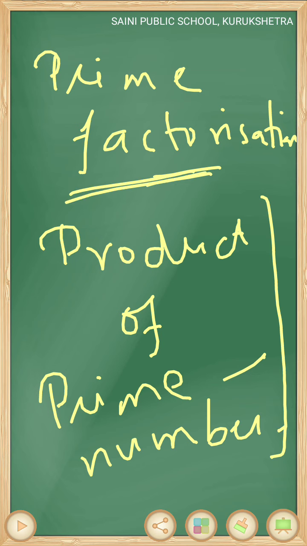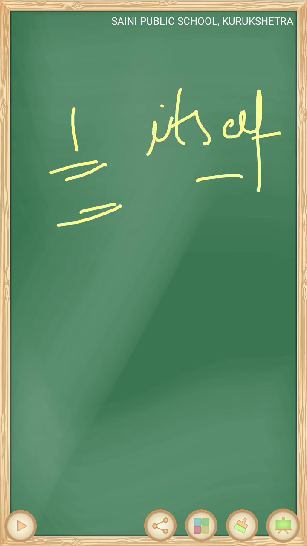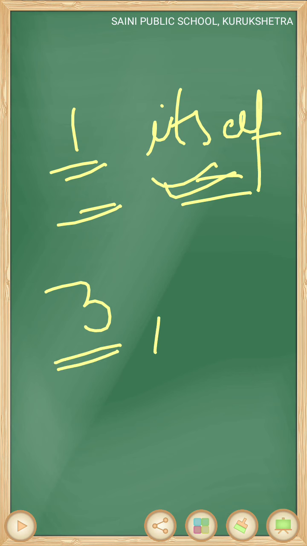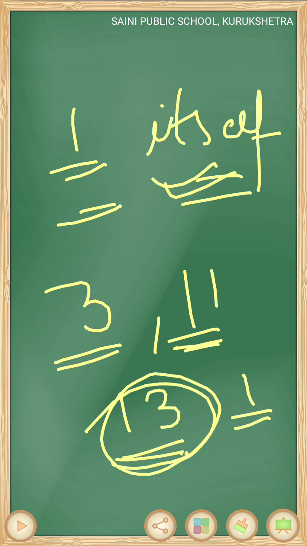You already know what prime numbers are. Prime numbers are numbers having only two factors, 1 and itself. That means the numbers which are divisible by only 1 and itself are called prime numbers. For example, 3, 11, 13. These all are prime numbers. Why? Because these are divisible by only 1 and itself.